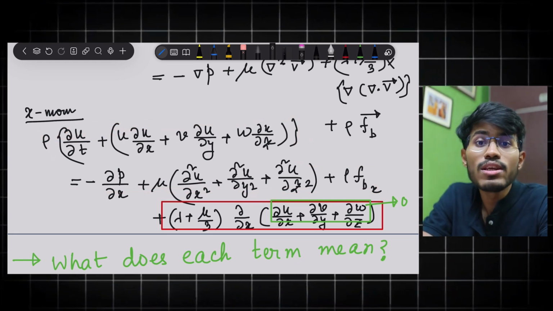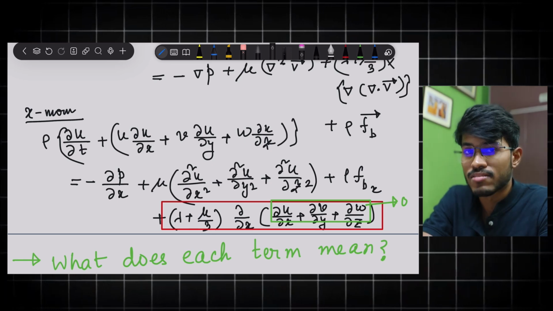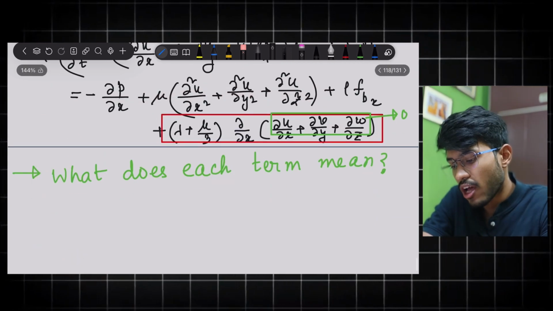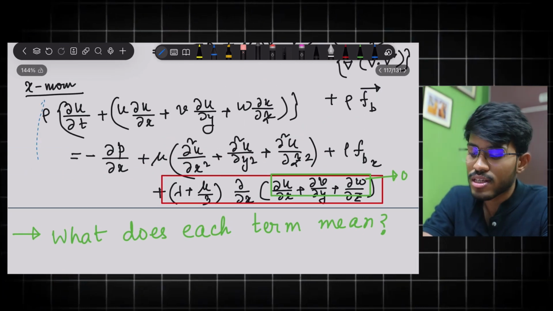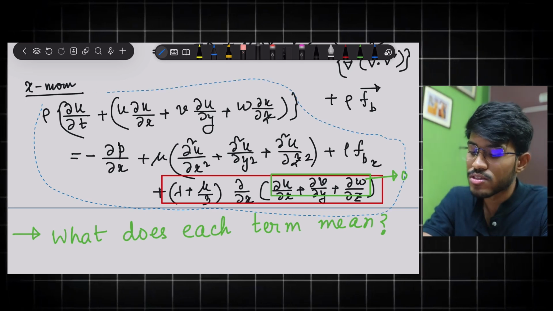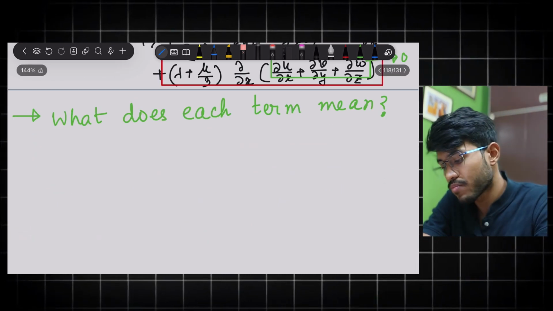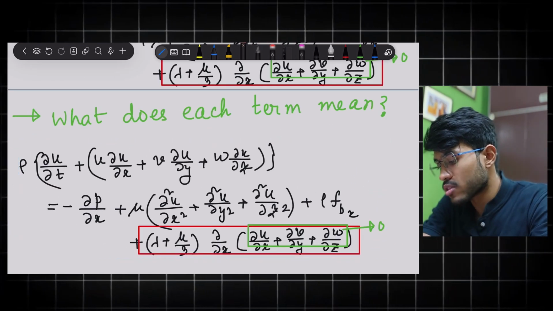Because you need to understand that the pattern of GATE is changing. So they can ask you questions where the flow is not incompressible. Okay, so this is the actual Navier-Stokes equation.